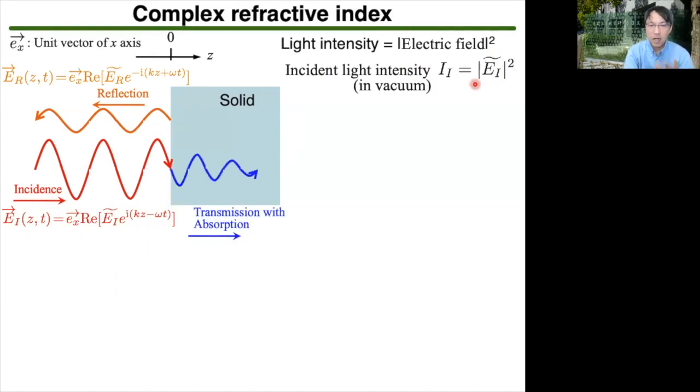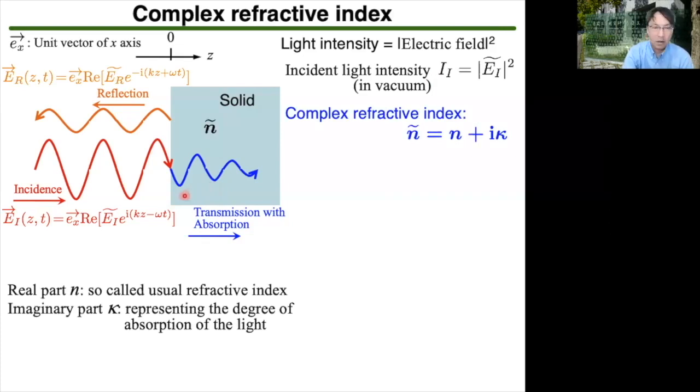On the other hand, the other portions of the incident light are transmitted with absorption. You can imagine that the light in solid is still going on, but gradually absorbed by solid as a function of travel length Z. In order to describe the gradually absorbed light in the solid, the complex refractive index n tilde is introduced. The real part, n, stands for the widely used refractive index, while the imaginary part, kappa, represents the degree of absorption of the light in the solid.